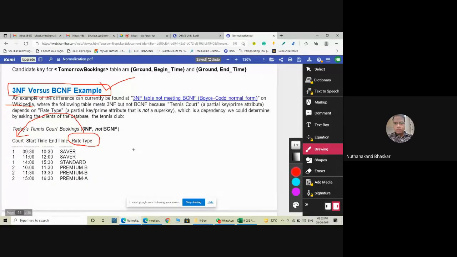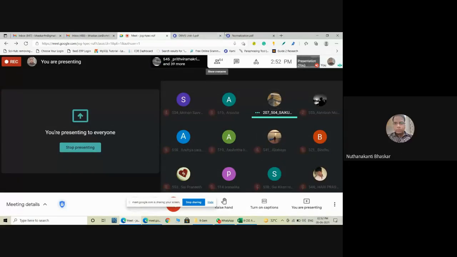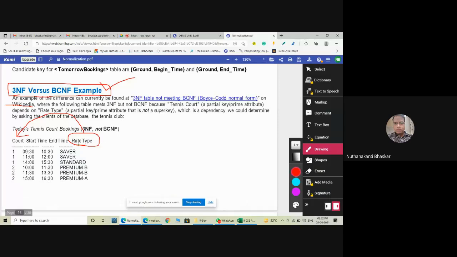Here, can you solve this with third normal form? Because with third normal form you can only ask for complete functional dependency. Is this going to be solved using third normal form? We cannot solve it, because the rate is Saver and 1, Standard again 1, so it is not possible. We cannot directly write X determines Y here. So this is the problem of third normal form.